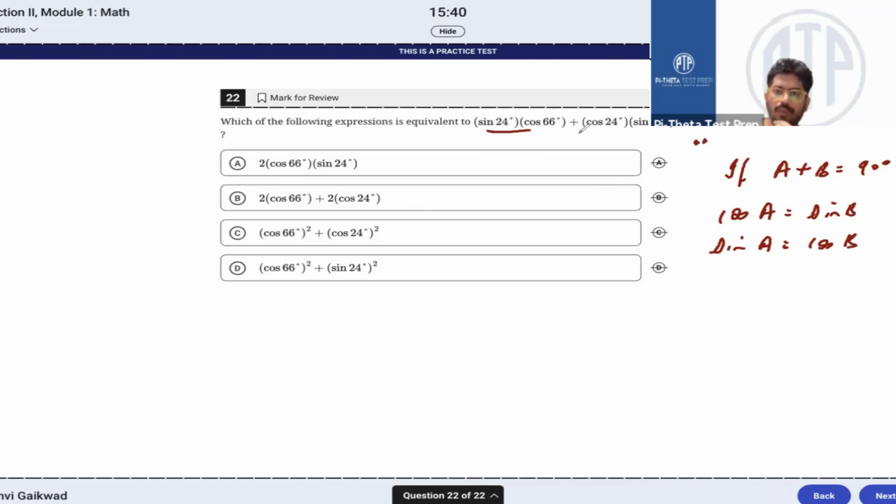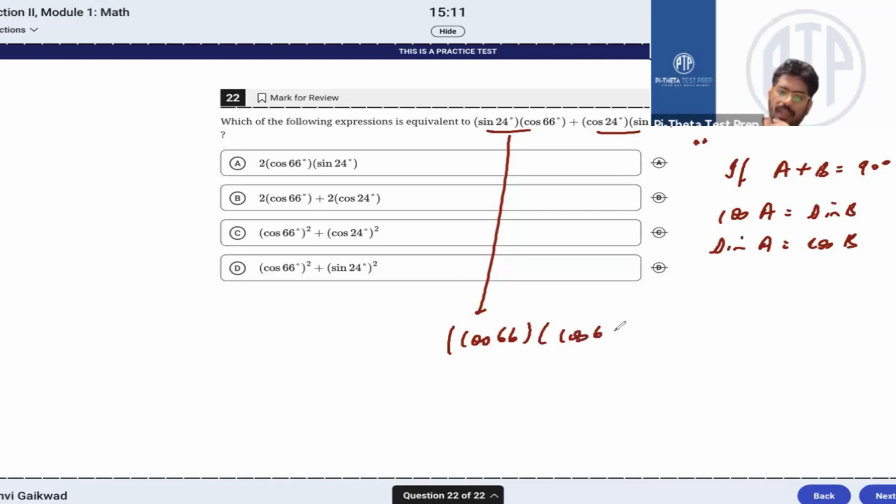Now, observe the question and also the options. No option is given in terms of sin; they are all given in terms of cos. So we need to convert everything in terms of cos only. Sin 24 will become cos 66, because sin A is equal to cos B.